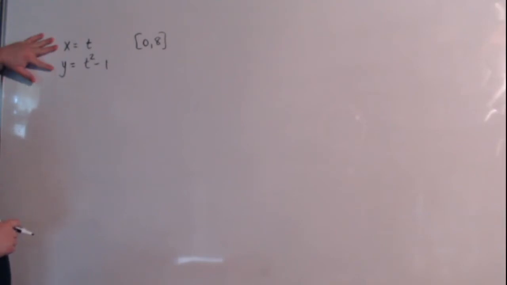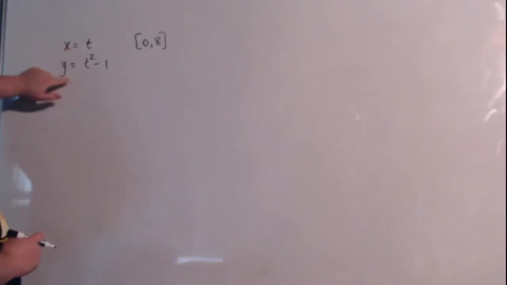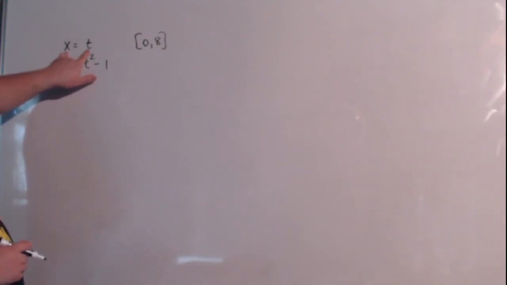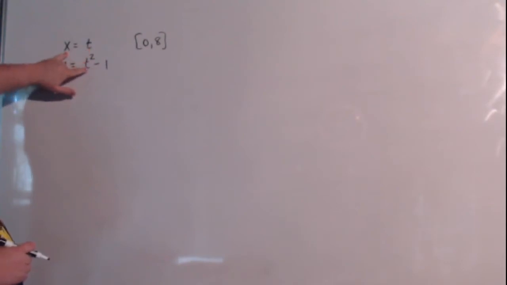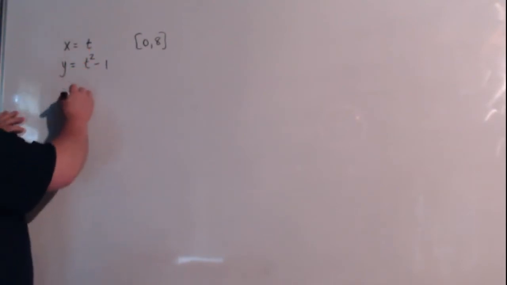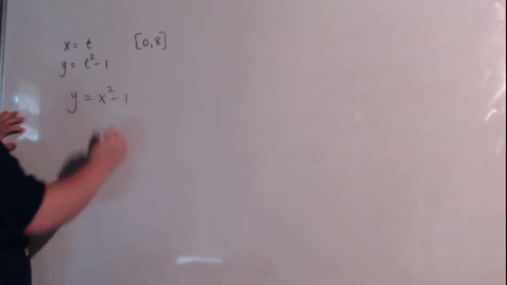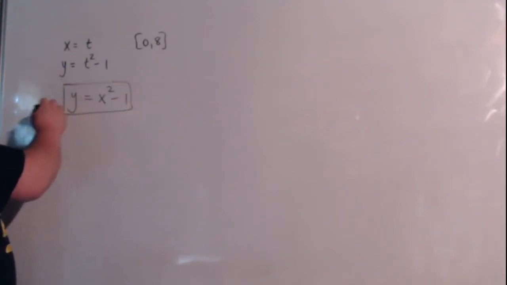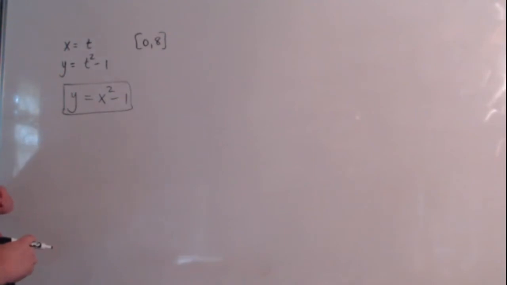So eliminating the parameter. Somehow I want to get rid of t and I want to have y equals a function of x. Well, this one's really easy because x is equivalent to t, which means I can just substitute it in. Right, this is just y equals x squared minus 1. So that's our equation. They ask us to plot it and give a direction.